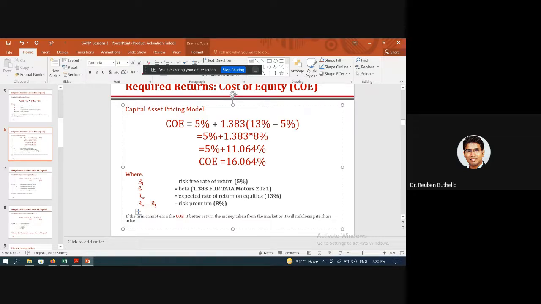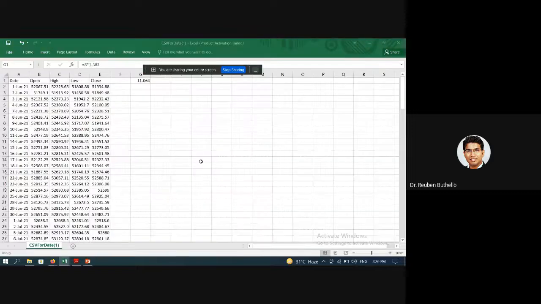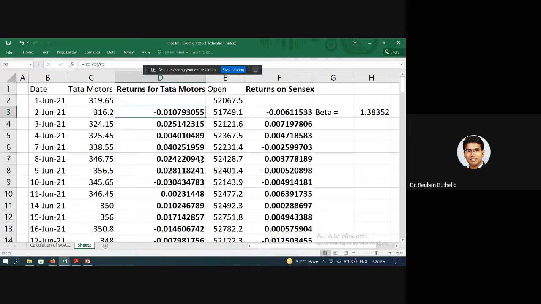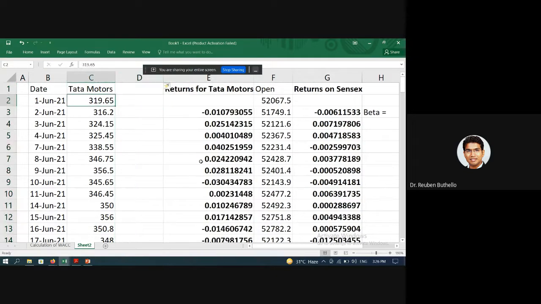Now, when I look at this 16%, it is not necessary that I'm looking at only the dividend. I don't mind if Tata Motors even gives me a capital appreciation also. If the stock price has risen from 100 rupees to 116 rupees, I will consider it good enough. So let us see how much the stock price increased during that same period. Okay, we have the data for Tata Motors. It was 319.